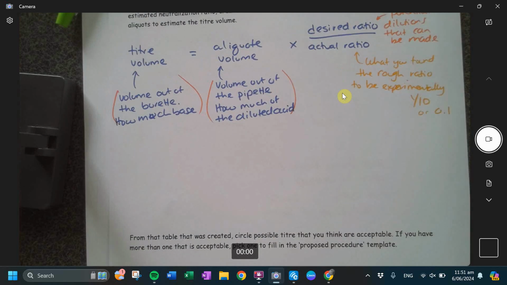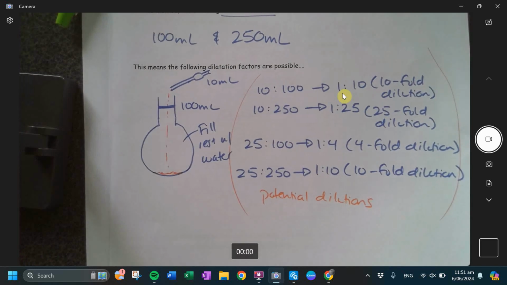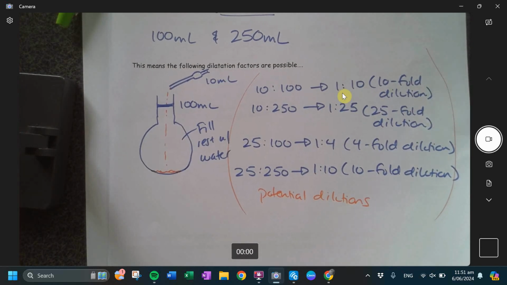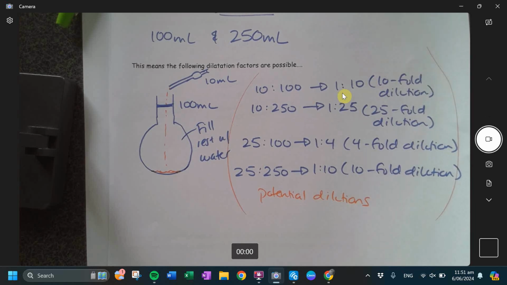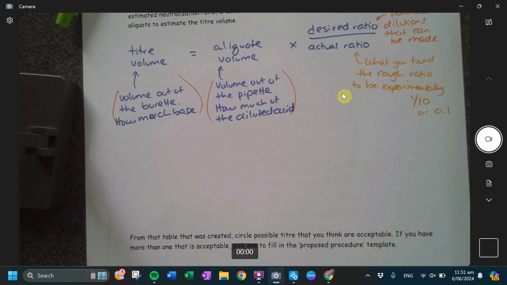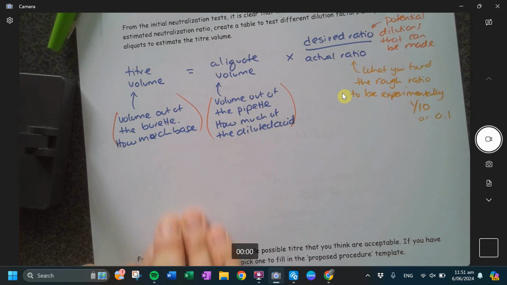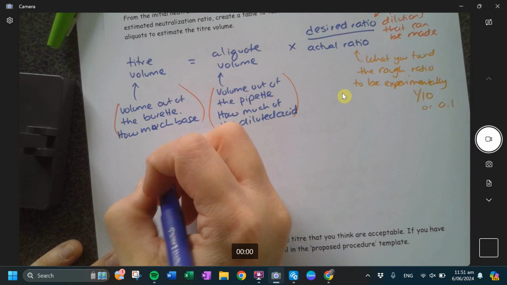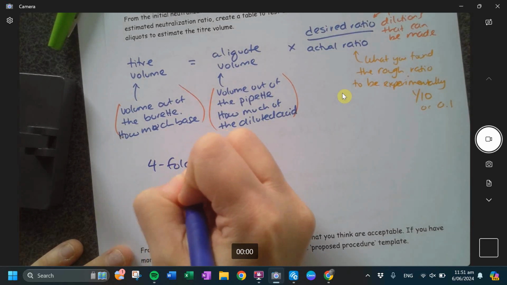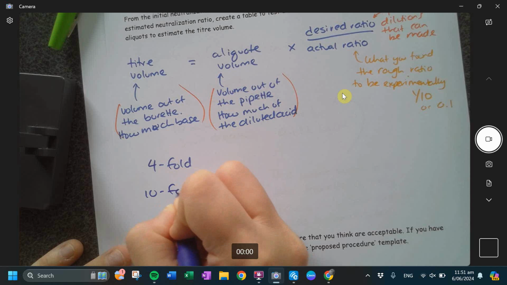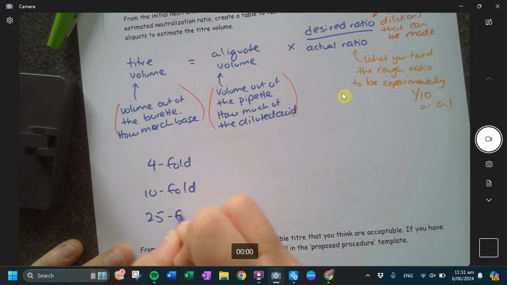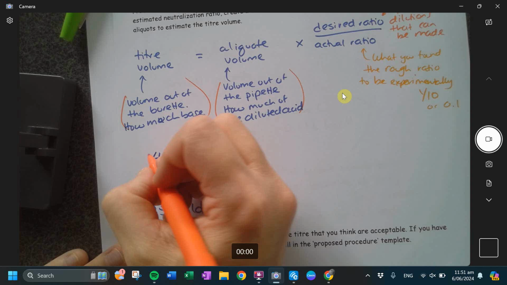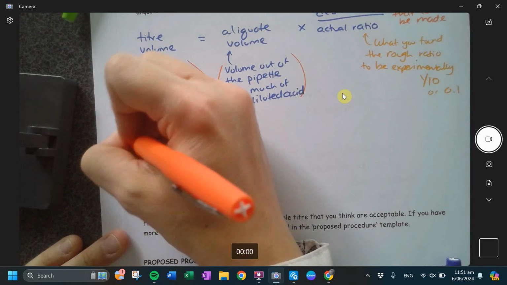So what I do is I create a little table on the side to do my calculations. Sorry, I'm going too fast, am I? All right, keep going. So what I put on this side here are my possible dilution factors. So my three choices were 4-fold, 10-fold, and 25-fold. So that here is my potential dilutions.